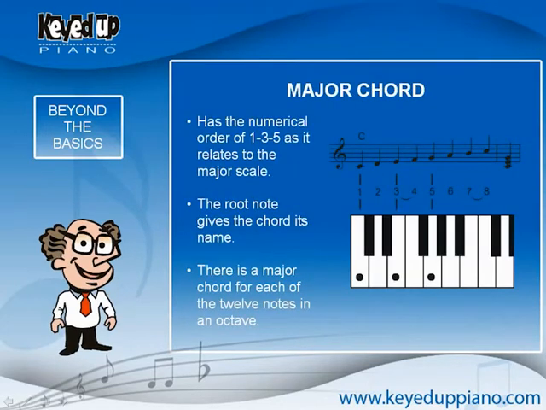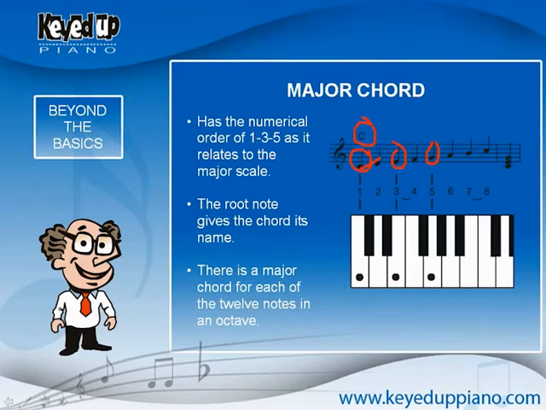A major chord has a numerical order of 1, 3, 5 as it relates to the major scale. So right here we're looking at the key of C. This is C to D. Da da da da da da da da. Okay. The first, the third, and the fifth note of that scale makes a major chord. So, and that's represented down here below.